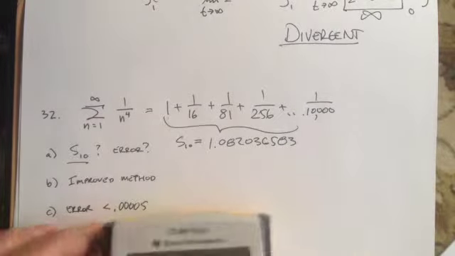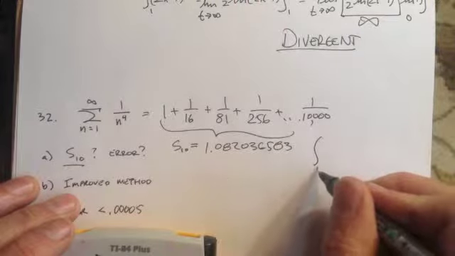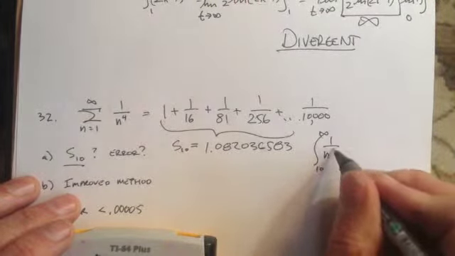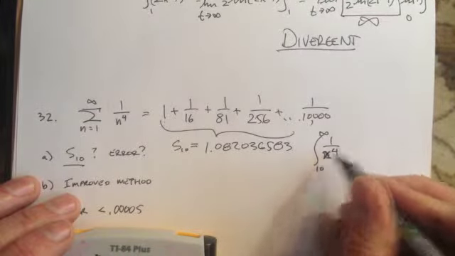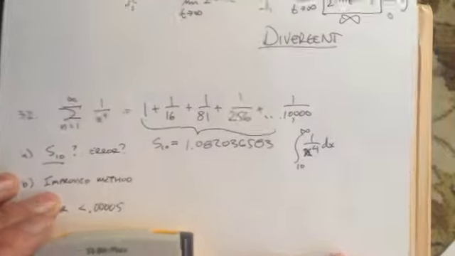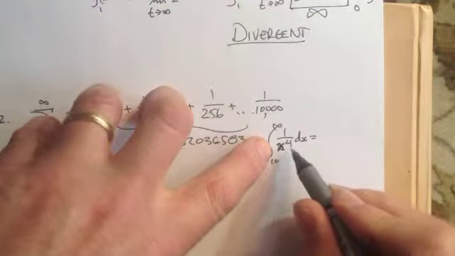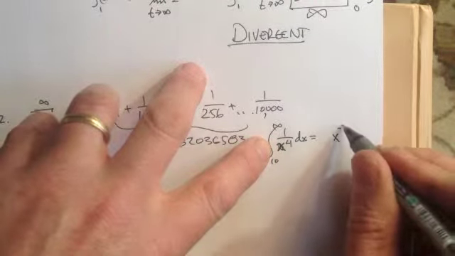Okay, now the error, that's the important thing. The error is going to be the integral from 10 to infinity of 1 over n to the fourth. I'm going to convert that to function notation because I should, with dx for the integral. So we are pretty good at these sorts of things. We know that if that's x to the minus fourth, then it's going to go to x to the minus third.